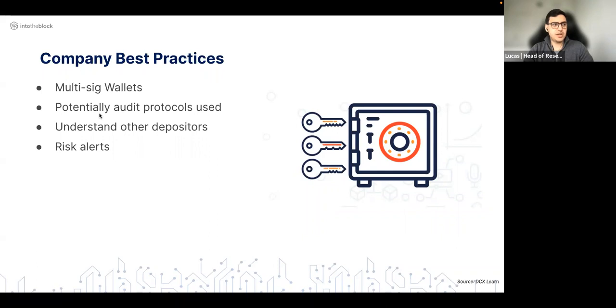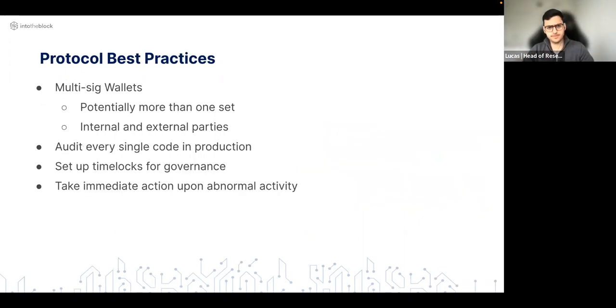Some organizations, if they can afford it, it would be worth auditing the protocols themselves or the strategies that they use, and understanding other depositors within the pool. You can look at these through Etherscan, for instance. And if you can, set up some risk alerts. These are actually one of the benefits that we're trying to put forth with our risk radar, an API for users to be able to set alerts in case there are some parameters indicating risks.